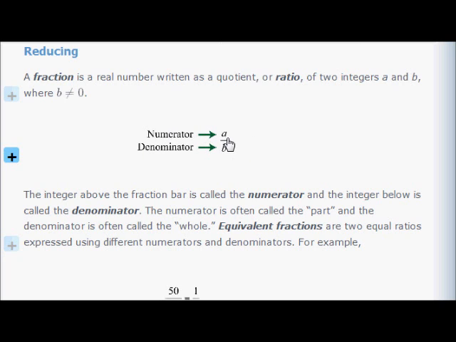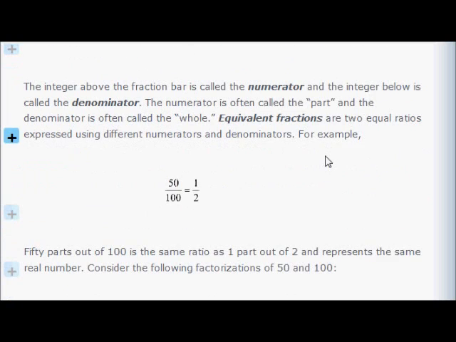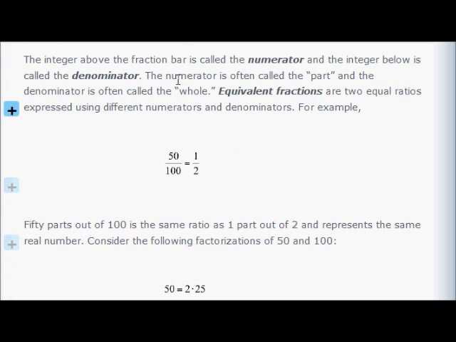So the top of the fraction is called the numerator, the bottom is called the denominator, and the top doesn't necessarily have to just be an integer, it can be a whole bunch of things. And all those things together are the numerator. Similarly, the denominator can be a whole bunch of things, and all those things considered as a group are the denominator. So the integer above the fraction bar is called the numerator, and the integer below is the denominator.